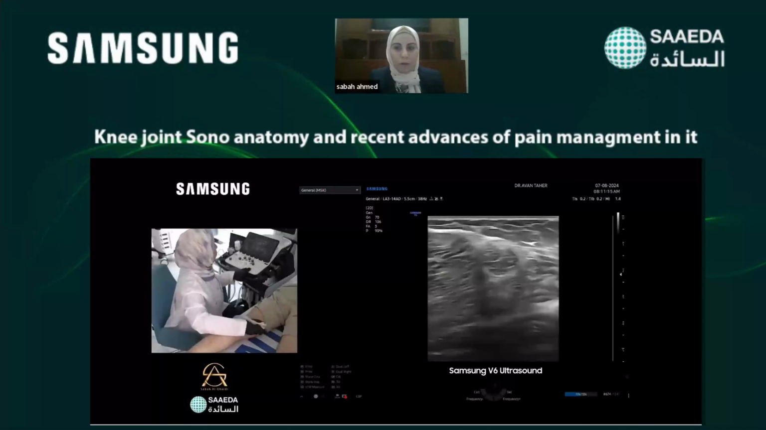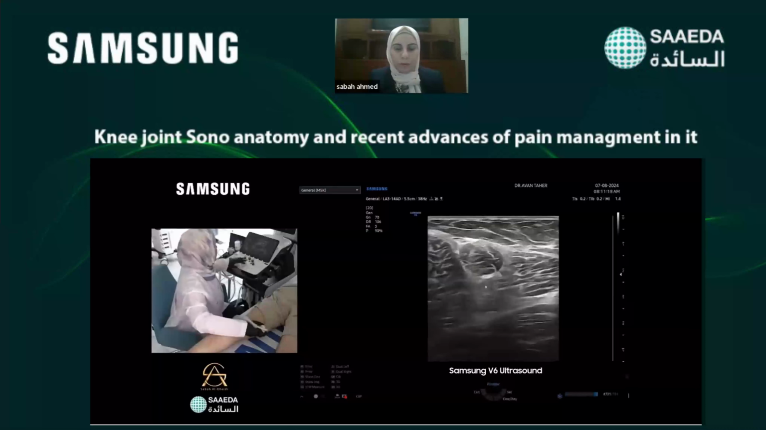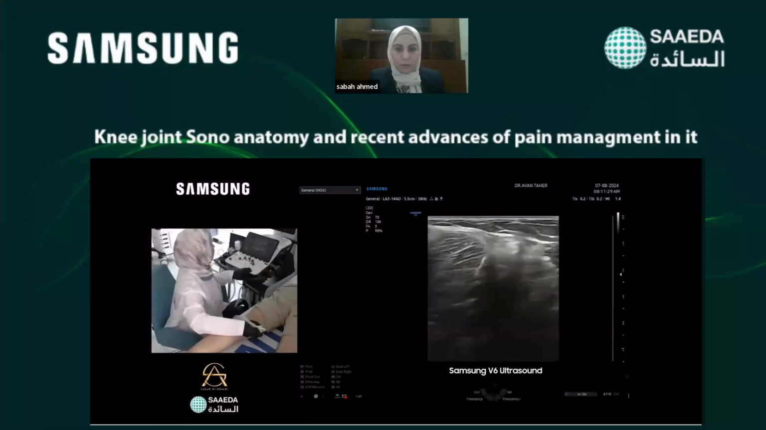If we go more medial, you can see this is semimembranosus, this is the gracilis, and this is the sartorius.